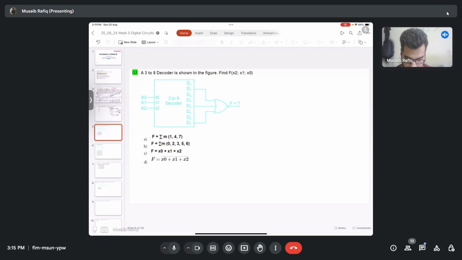The question asks us, a 3 to 8 decoder is shown in the figure. Find f of x2, x1, x0. So what we have here is a 3 to 8 decoder, and we need to find the expression for f. I'll just give you 2 to 3 minutes, and you guys can type in your answer. Just write the correct option only. Then I'll show you the solution also.